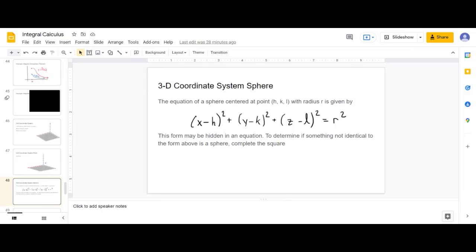We talk about the 3D coordinate system, the sphere. So if something looks like this, exactly like this, or you can force it into this through completing the square, then it's a sphere. Okay. Maybe some food for thought. What if this x minus h squared was divided by a, this y minus k squared was divided by b, and this z minus l squared was divided by c, where a, b, and c were not equal to each other? Almost. It's an ellipsoid. It's a 3D ellipse. So you can use your knowledge of conic sections. Very good.